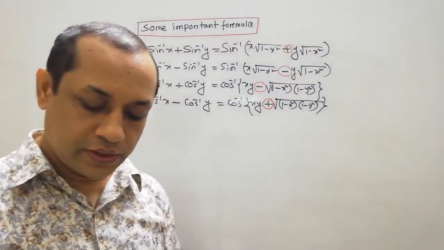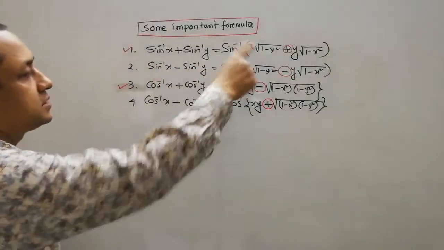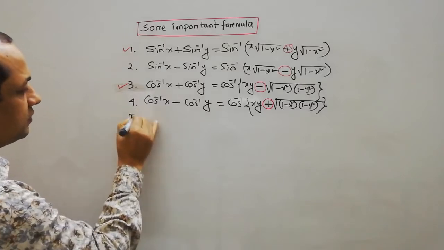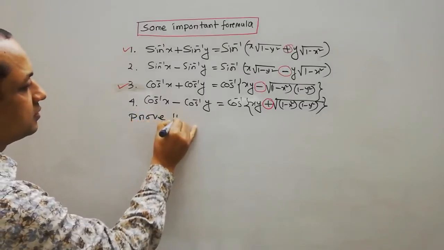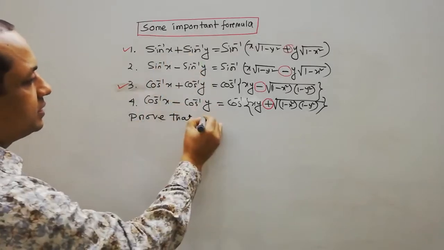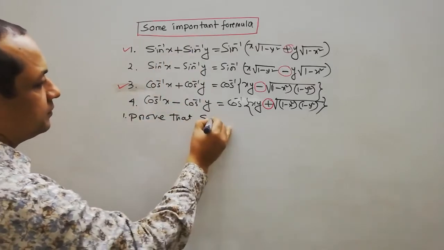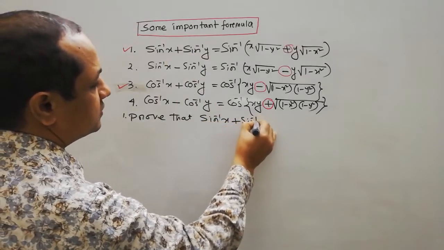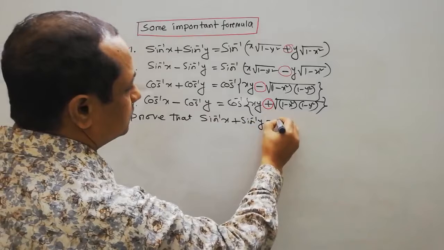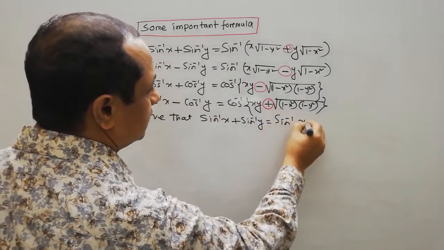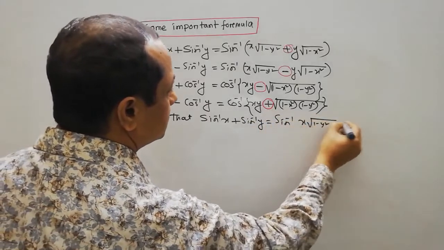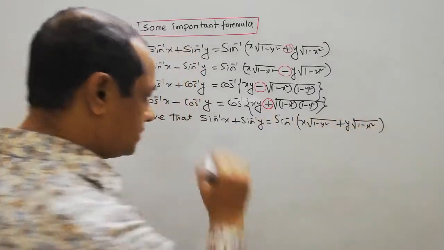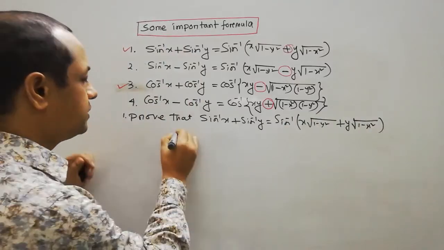Now student, prove the first formula. Prove that sin inverse x plus sin inverse y equals sin inverse of x root over 1 minus y square plus y root over 1 minus x square. Now student, the proof.